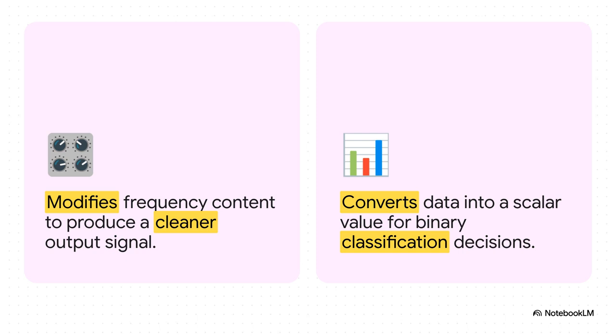Feature extraction is a completely different beast. It takes a complex chunk of audio data and mathematically converts it into a single, straightforward scalar value, like an energy level. We have to do this because if we want to make a binary classification decision, like asking, hey, is someone talking right now, yes or no, we can't just look at a messy wave. We need a definitive number to compare against the strict threshold.